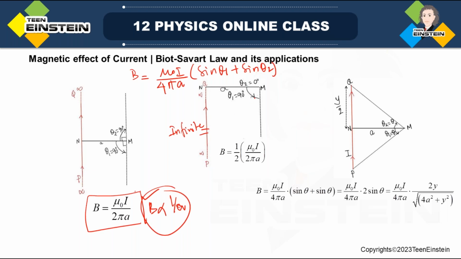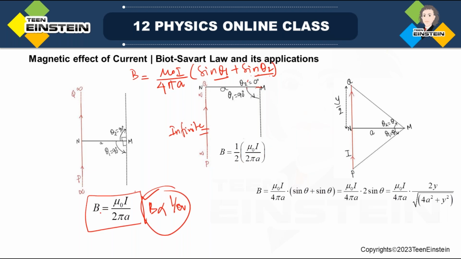So in that case, you know what will happen. One side it will be 0 degree. See this angle, in this case theta 2 is 0 degree, nothing is there here. Whereas theta 1 is 90 degree. So in this case theta 1 is 90 degree, so this will be 1, and the other term will be 0 anyway. Mu 0 I by 4 pi a, or I can write half into mu 0 I by 2a.